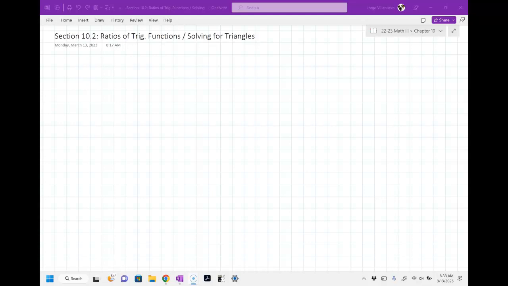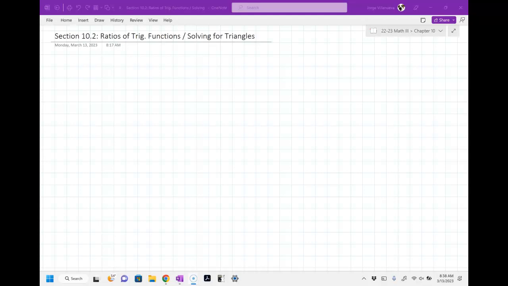All right, so we are doing section 10.2. 10.1 is about conversions from radians to degrees and degrees to radians, which I don't know if we're going to actually touch on, but not today. But 10.2 is ratios of trig functions, and then we're going to do solving a triangle. So let's talk about the ratios first.